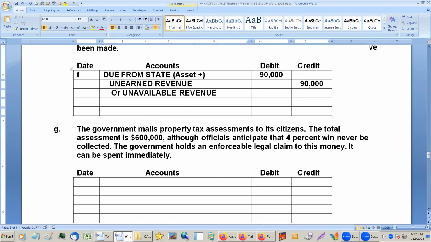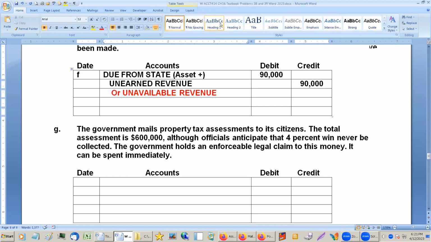And here's why I think they went to that unavailable revenue: revenue is generally not earned by government agencies. So sometimes they'll just call it unavailable revenue. It doesn't matter, they mean the same thing. Now, we'll find out on the financial statements that they break out this unavailable revenue, or unearned revenue, depending on what terminology they use, separately.